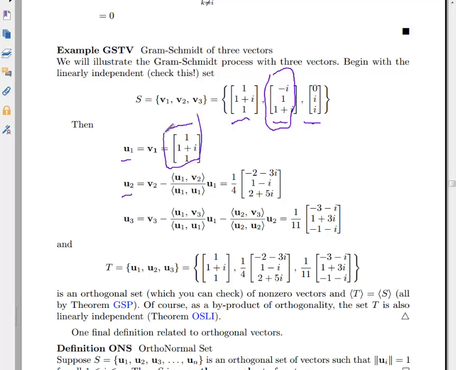Remember that it's going to be the complex conjugate of 1 times minus i, plus the complex conjugate of 1 plus i times 1, plus the complex conjugate of 1 times 1 plus i. If you do that, let's go ahead and do it. We're going to get minus i plus 1 minus i plus 1 plus i. So that gives me the numerator here. That's equal to the inner product of u1 and v2.